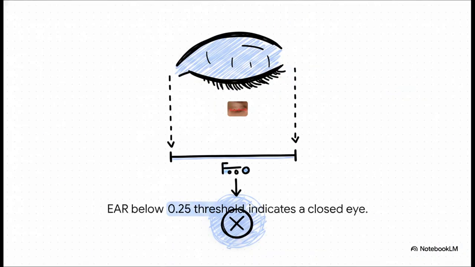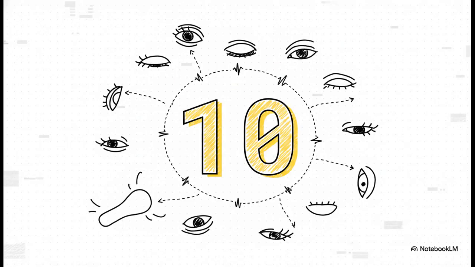And as that eye begins to close, that height distance shrinks really fast. Researchers set a threshold for this. It's usually 0.25. Once that calculated ratio drops below that magical line, boom, the system registers a definitive closed state, effectively counting a blink. You might be wondering, why does this mathematical formula even matter?